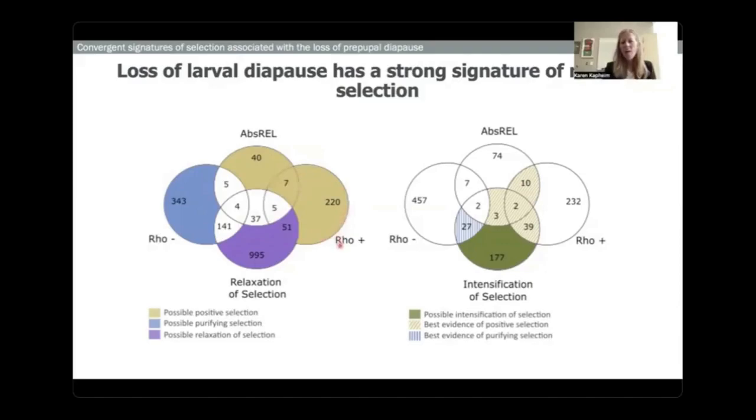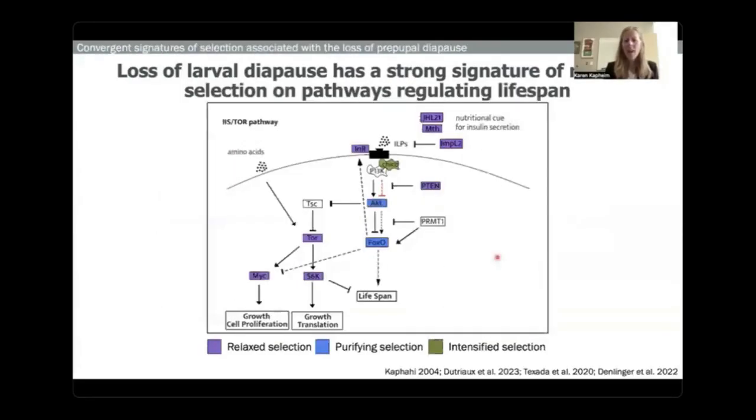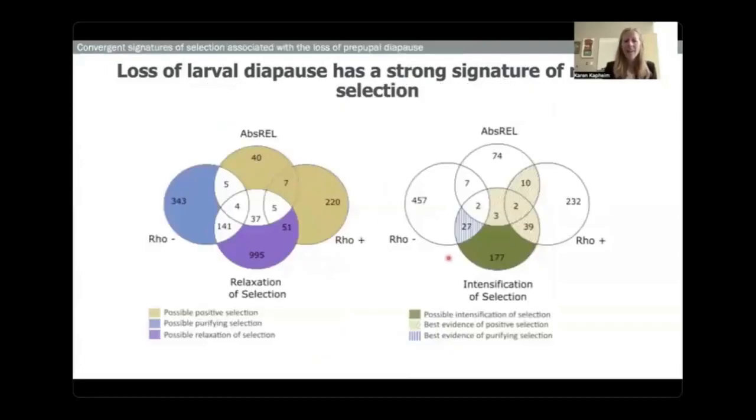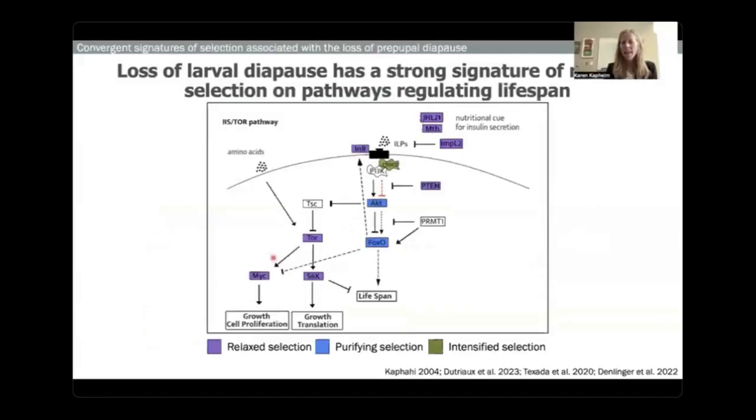And based on those, we could identify sets of genes that showed the best evidence for positive selection, the best evidence for purifying selection, and then genes that had a possible signature of positive selection, purifying selection, relaxed selection, or general intensified selection. And what we noticed is that the strongest signature here was relaxed selection. Most of these orthogroups were showing signatures of relaxed selection. And a decent chunk of them were in this insulin signaling TOR pathway.